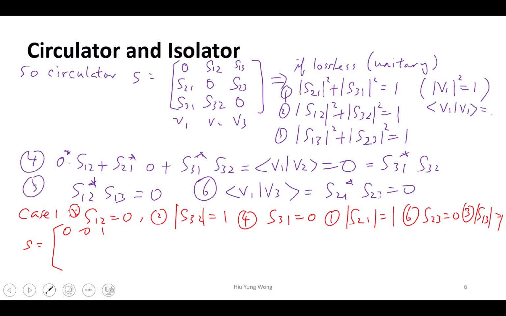So S12 is 0, S13 is equal to 1. What is S21? 1, right? And this is 0. What is S23? 0. And then what is S31? 0. S32? 1. It becomes a very simple matrix. How am I going to draw this?